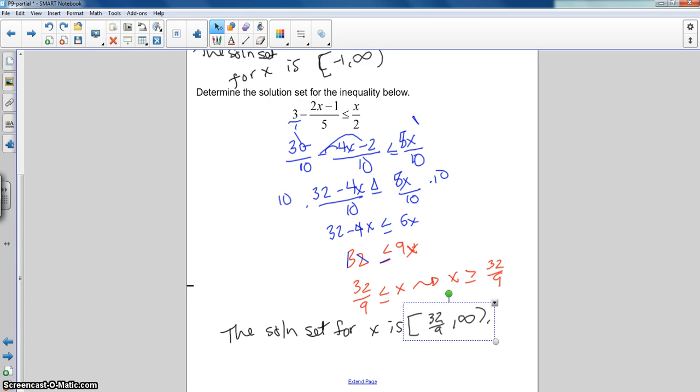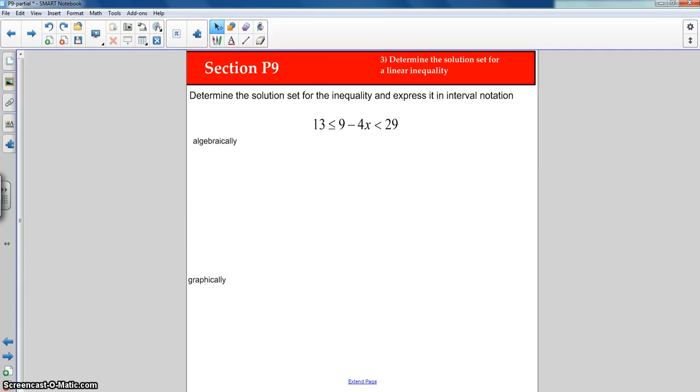So that one was a little bit more complex just because we had to get a common denominator first. The last thing that you may see in problems in this section is something that looks like this, and this is called a compound inequality, where we have an expression for x, but then we have values on both sides. We have it kind of trapped between two inequalities.